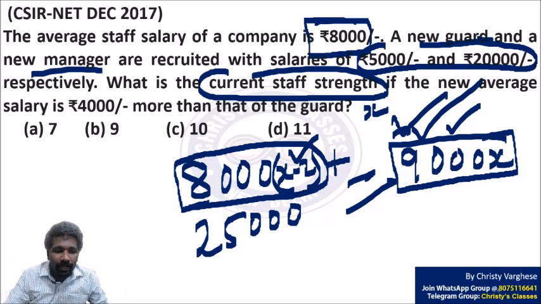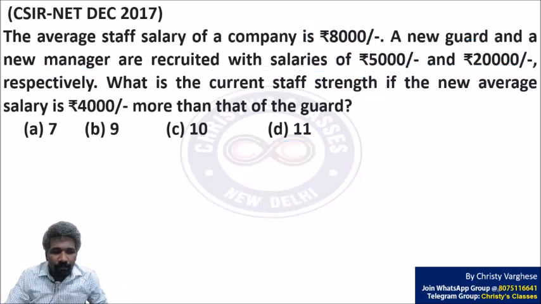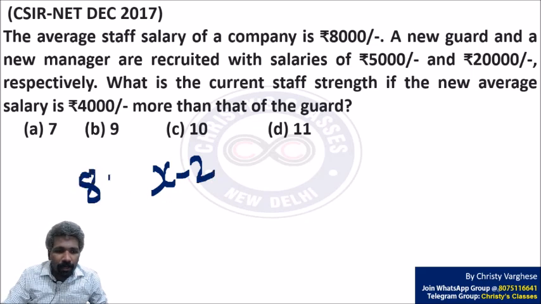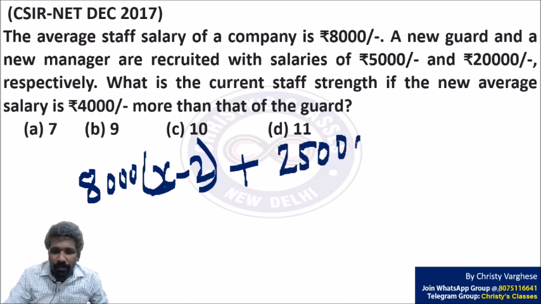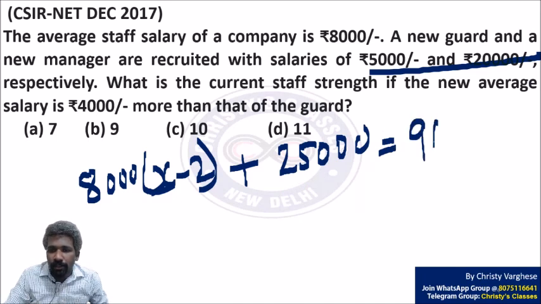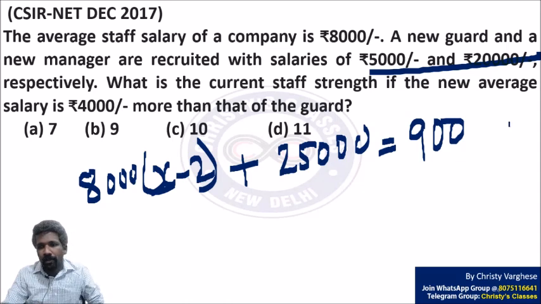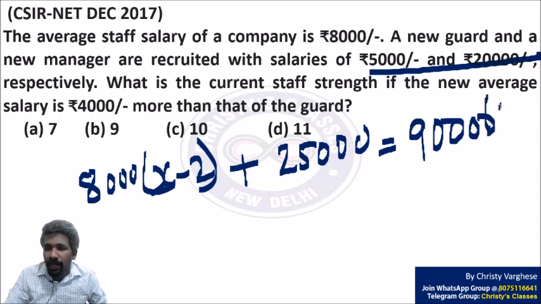Simple idea. I will repeat one more time. There were X minus 2 people earlier. The money spent on them is 8,000 into X minus 2. And 2 more people came. 25,000 is the money spent on them, because 5,000 plus 20,000. Then the money spent on all the people together, X minus 2 and the 2 people together, that is X people, will be 9,000 into X.